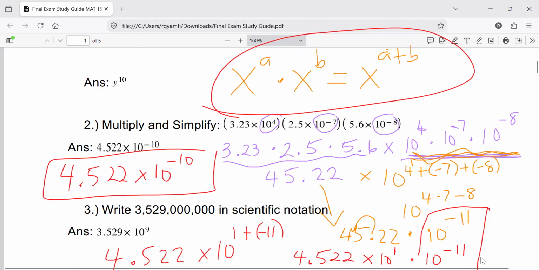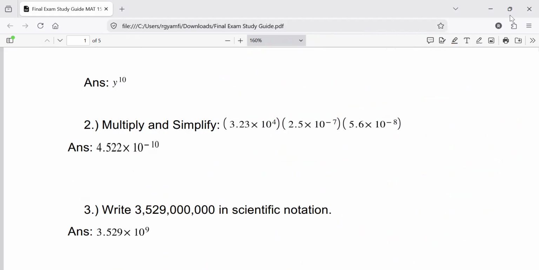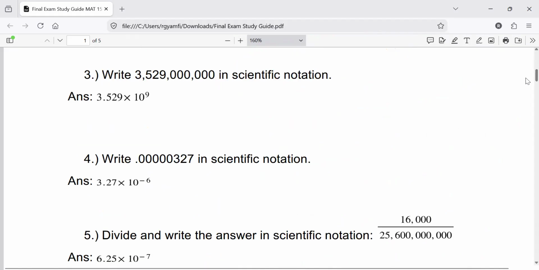All right, let's keep going. Number 3. In number 3, I've got 3,529,000,000. I've got to change that to scientific notation. Now, if I'm going to change that to scientific notation, then I've got to get a point here.